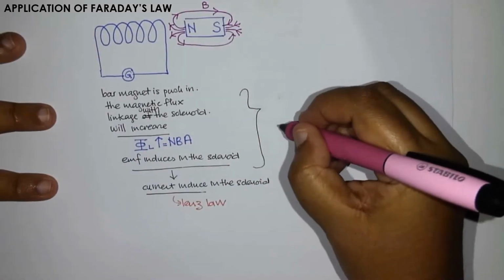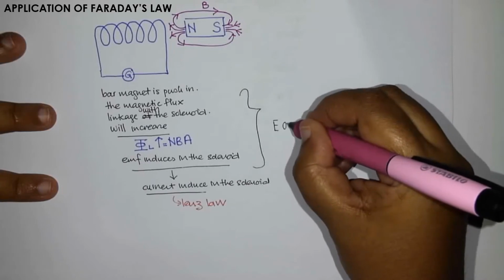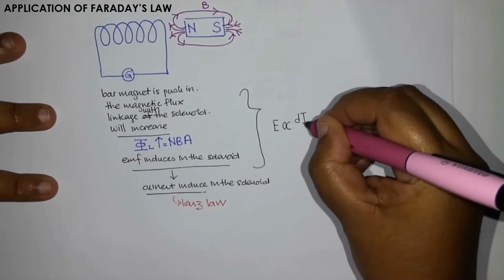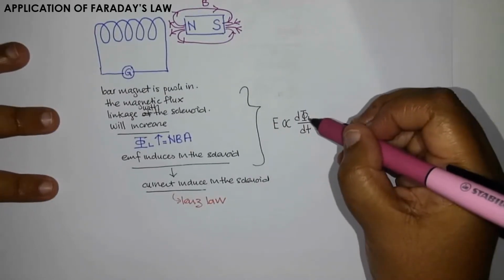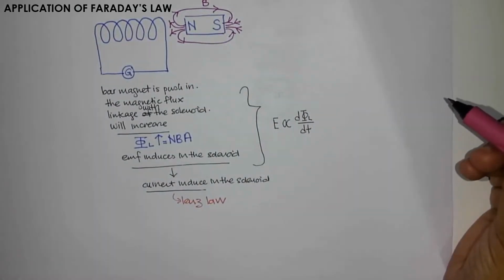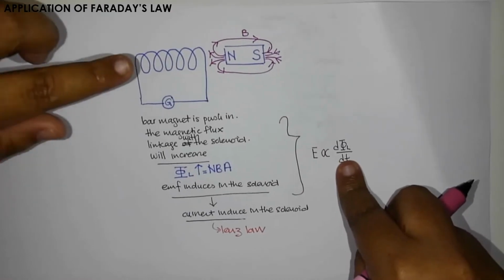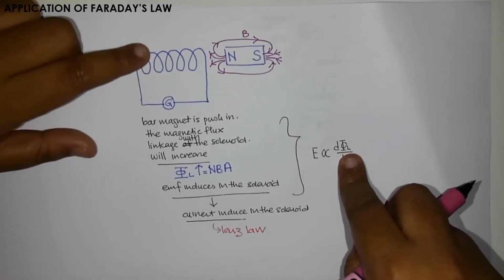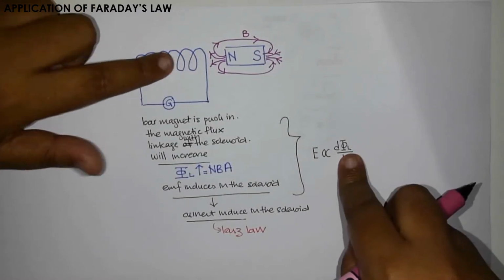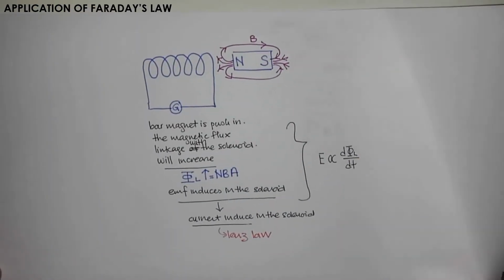Faraday's law says the EMF induced is directly proportional to d phi L over dt. Now, why is it d phi L? That means magnetic flux linkage. This is based on our example, because here we have a large number of turns of coil, so we use magnetic flux linkage.